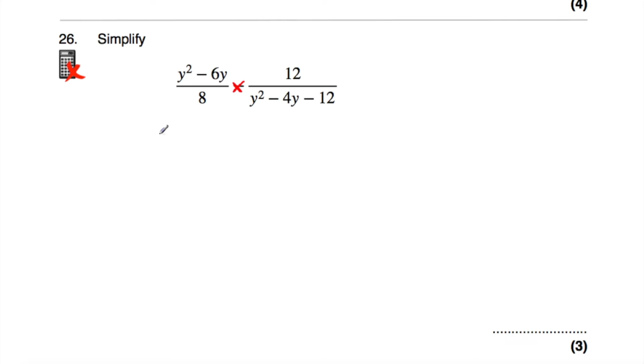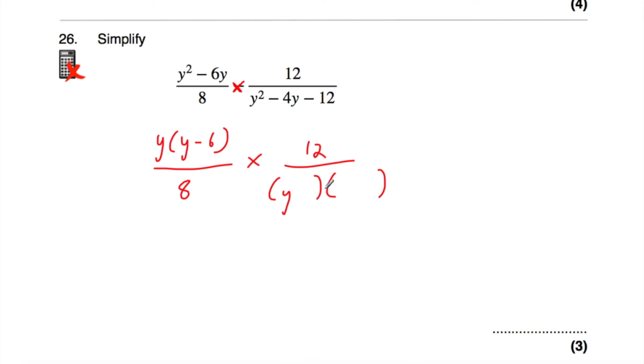So this numerator factorized would be y, and then in brackets, y subtract 6, close brackets, over 8. And then we've got our multiply, and then we've got 12 over, and let's factorize this denominator. So we've got bracket, bracket, and we've got y and y.